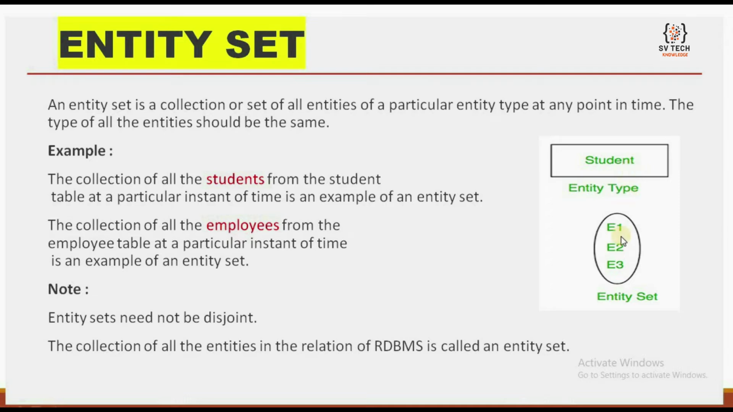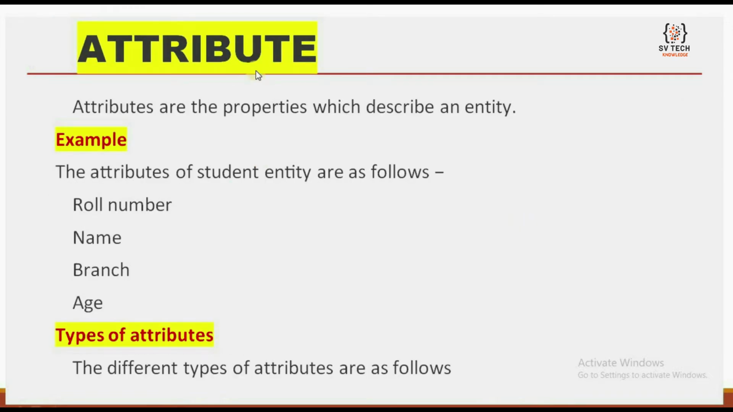Here we can see an example of student, and student is an entity. The number of student entities is the entity set: E1, E2, E3. Entity 1, entity 2 to entity 3. These are all student entities. Here we have to remember one thing. An entity set need not be disjoint. The collection of all the entities in the relation of RDBMS is called an entity set.